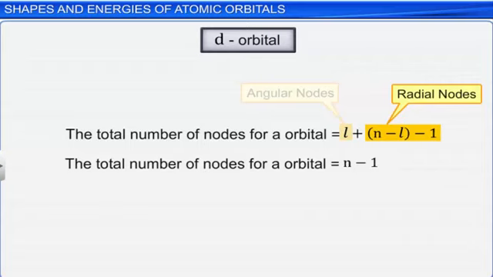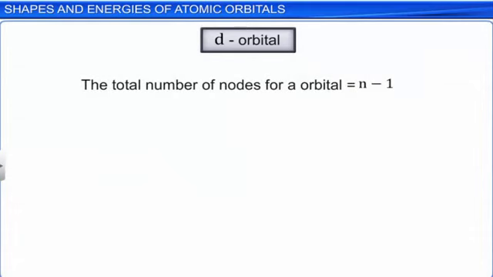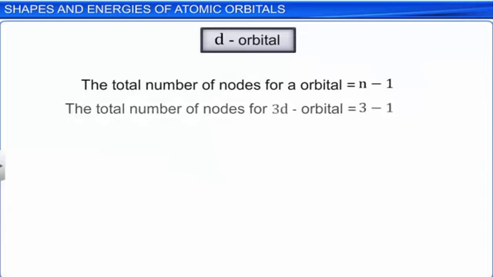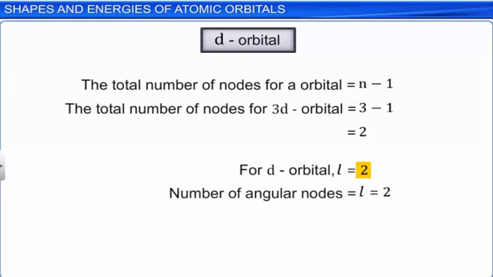For example, let us calculate the total number of nodes for 3d, which is given by the expression n-1. As the value of n is equal to 3, by substituting the value of n in this expression, we get the total number of nodes 2. The value of l for d orbital is 2, and hence the number of angular nodes is 2 for 3d. As the value of n is equal to 3, the number of radial nodes as per the formula is equal to 0.